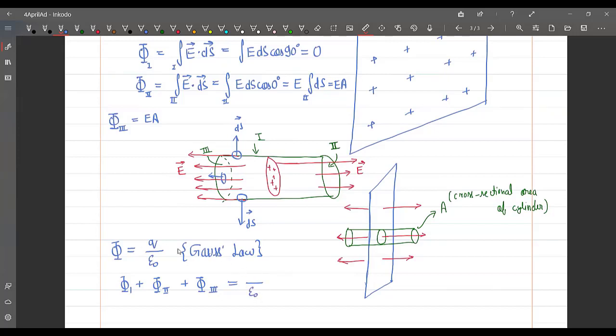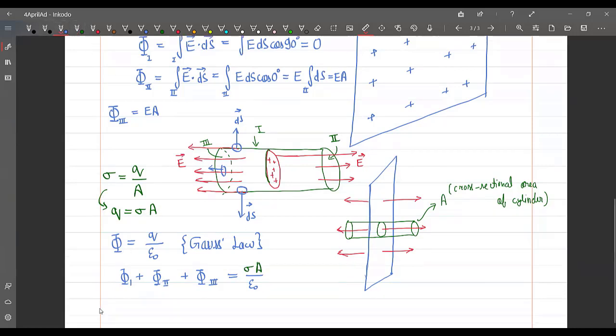Now see, surface charge density is sigma. If surface charge density is sigma, that means sigma will be equal to charge on this region divided by area of this region. Area of this cross section was A. So sigma will be charge per unit area. From here, you can write your charge as sigma times area. So here I can write charge as sigma times the area.